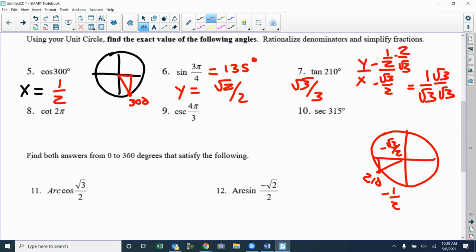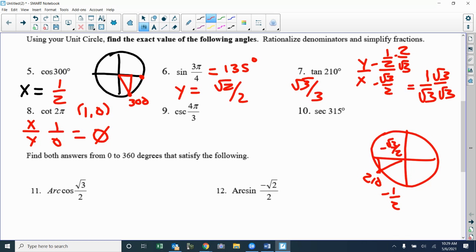Cotangent. Cotangent is your x over your y. Okay? 2 pi is all the way right here, all the way around. Your x is 1, your y is 0. So this is going to be 1 over 0, which is undefined.